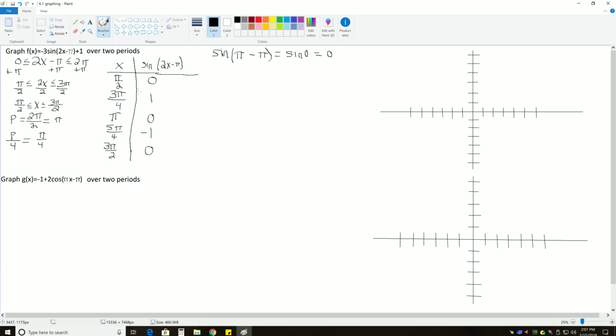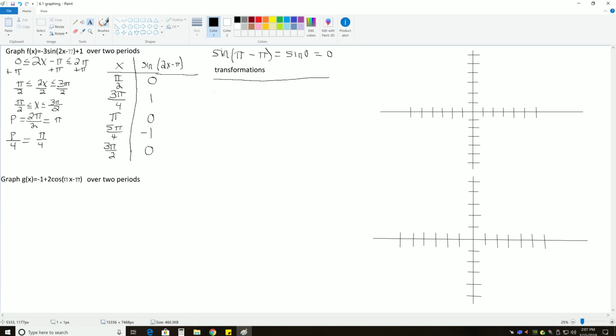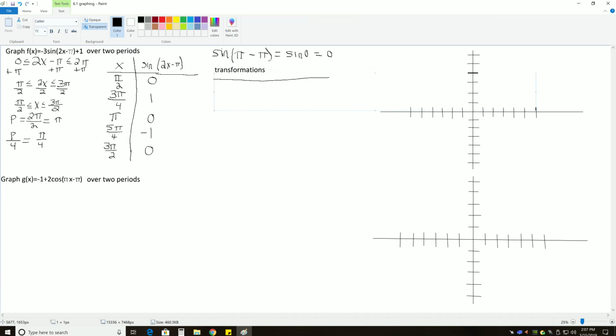Now, our last step is to list all of our vertical transformations and then finally graph them. So, going to our list of transformations, the first one that we have is this negative that's being multiplied in front of our sine. Remember, whenever you have a negative multiplied on the outside of your function, that means you're dealing with a vertical reflection.